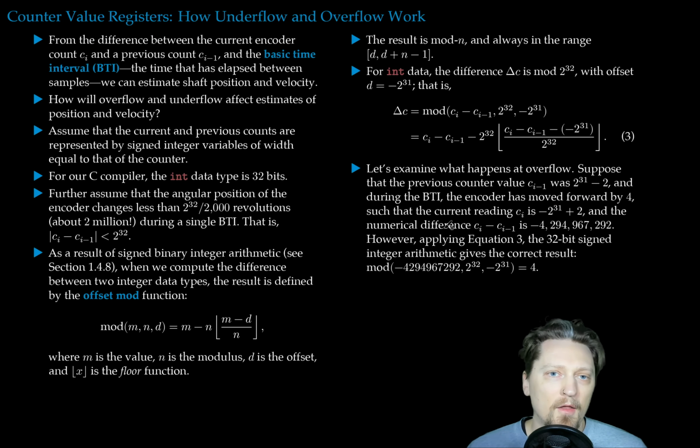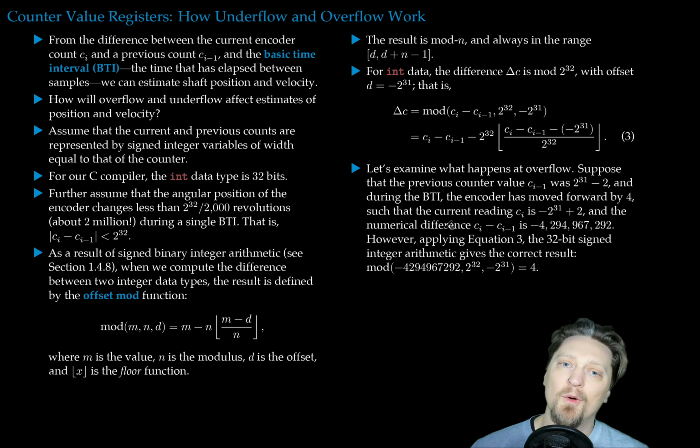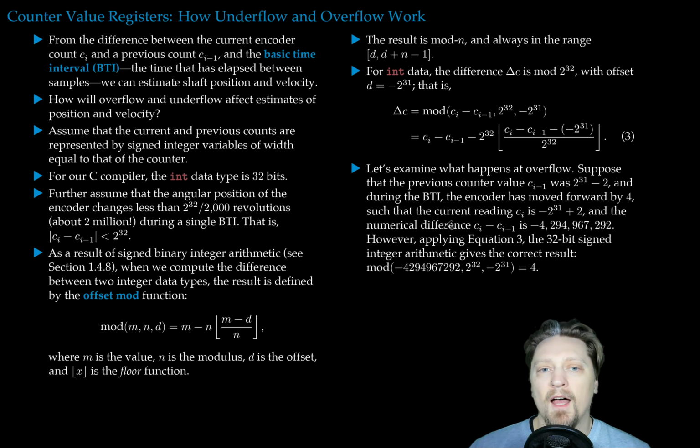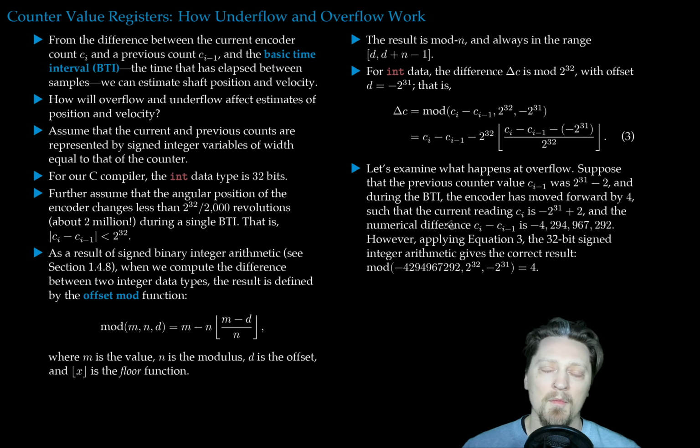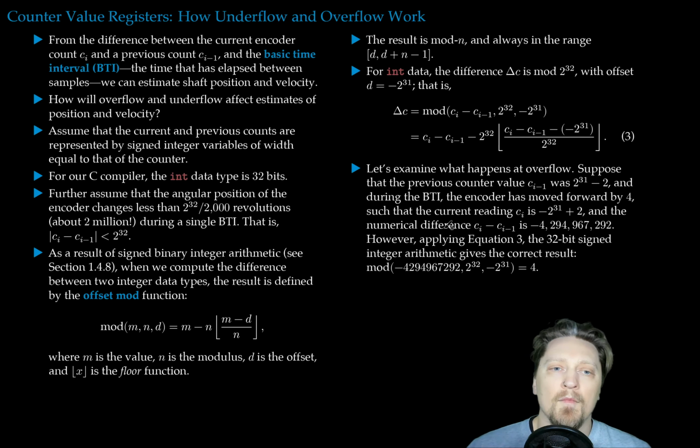Okay, so another thing to consider here is how underflow and overflow work. From the difference between the current encoder count Ci and a previous count Ci minus 1 and the basic time interval, or BTI, the time that has elapsed between samples, we can estimate shaft position and velocity. So position from how many counts have gone by, and velocity by how much time each of those counts has taken. How will overflow and underflow affect estimates of position and velocity?